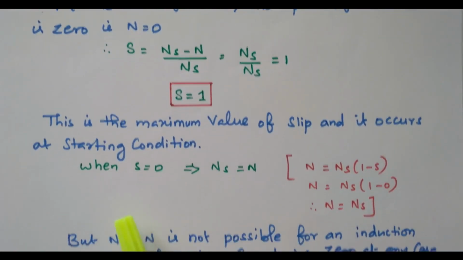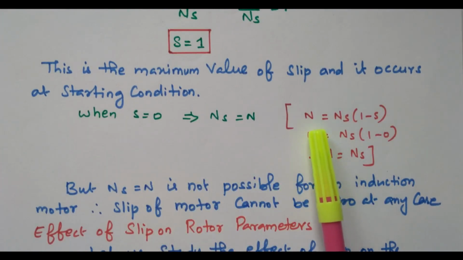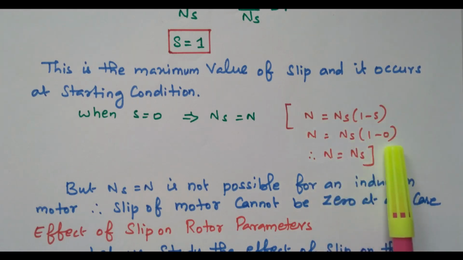When s equal to 0, what will happen? When s equal to 0, ns equal to n, because we know the formula n equal to ns into (1 minus s). If s equal to 0, then 1 minus 0 is 1, so n equal to ns. Synchronous speed and speed of the rotor are both equal, but ns equal to n is not possible for an induction motor. So the slip of the motor cannot be 0 in any case.